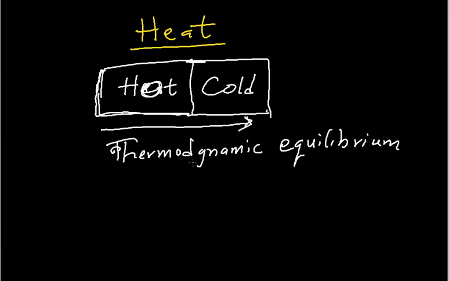Thermodynamic equilibrium is the point where the temperatures of the two objects are the same. So when the two of them have the same temperature, we say that thermodynamic equilibrium has been attained. Please take note of that.